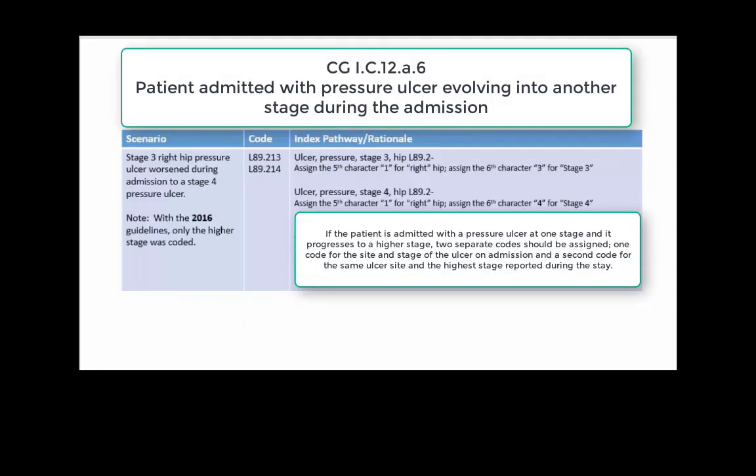The next guideline has to do with those times when a pressure ulcer becomes worse during admission. And this was to have two codes, one for the site and stage where it was on admission, and a second code for that same ulcer site and the highest stage reported during the stay. This did change. This is one of those times where a coder who's not paying attention to the guidelines could really get caught, because he or she is going to code to the earlier guideline and not realize that it's changed.